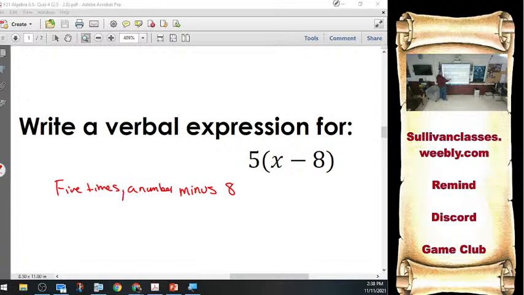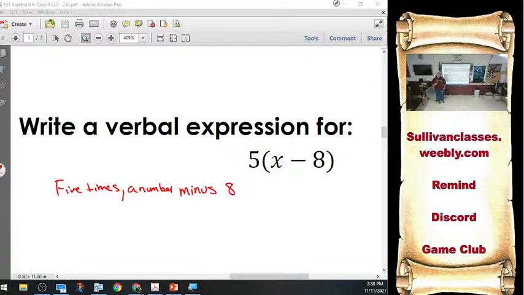A comma could be kind of a breath in the sentence. 5 times a number, minus 8. It's sketchy, but I'd probably take it. Okay? What do you think? 5 times the difference between x and 8. There you go.